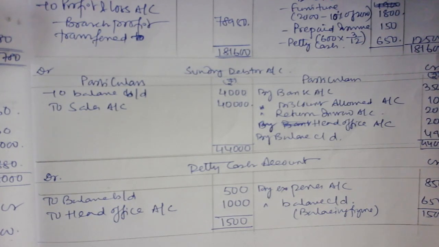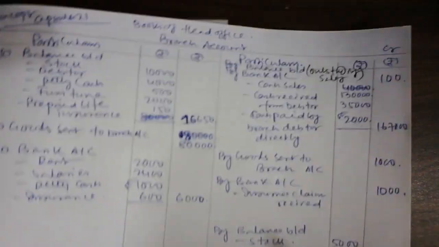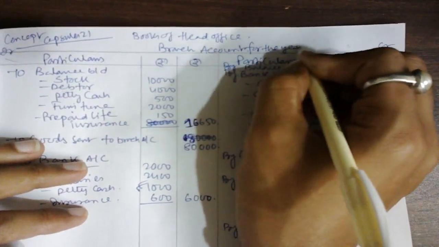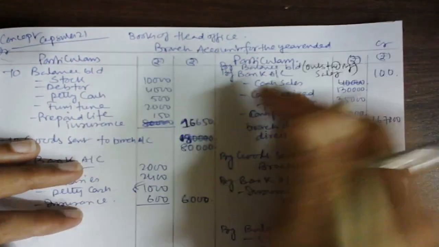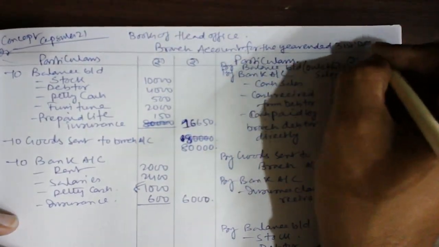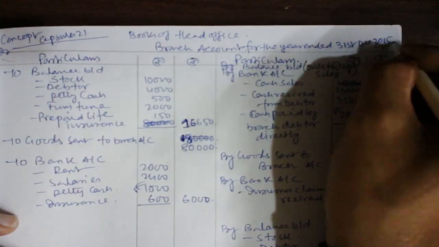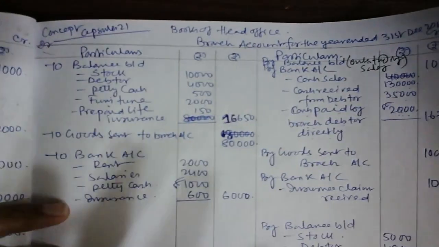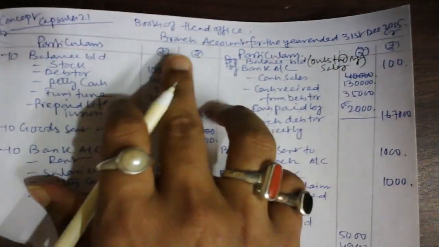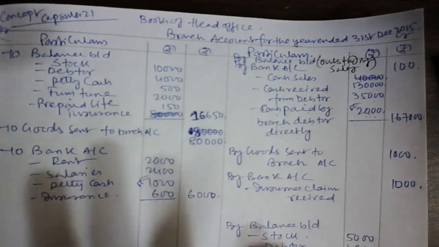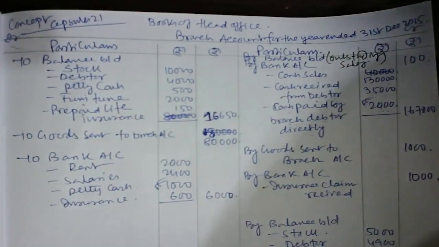Okay, and one more thing, branch account, you can write here, branch account for the year ended, so that it will be easy, because we have not opened any date column here. So we are preparing the branch account only for the year ended 31st December 2015. Okay, remember this, we are not opening any date column, so we need to prepare it for a full year. So that's why we wrote branch account for the year ended 31st December 2015. Okay guys, this is what we have covered regarding the branch account.